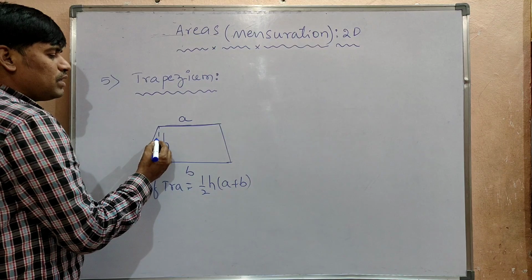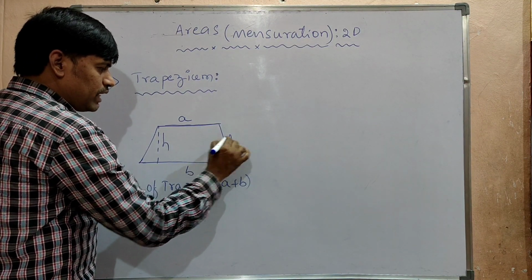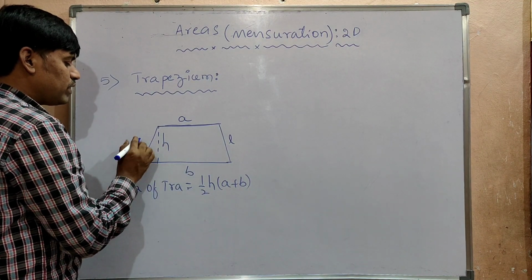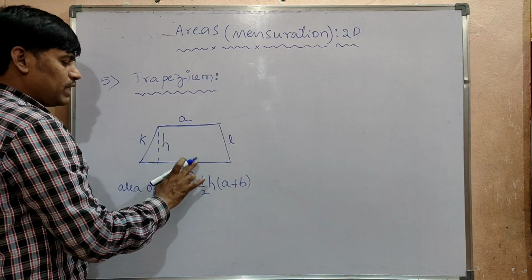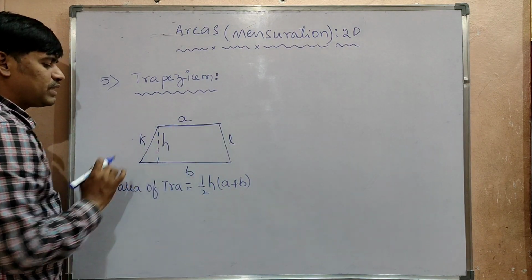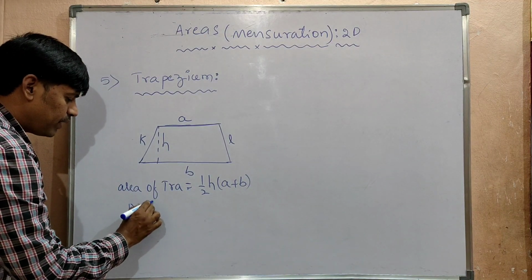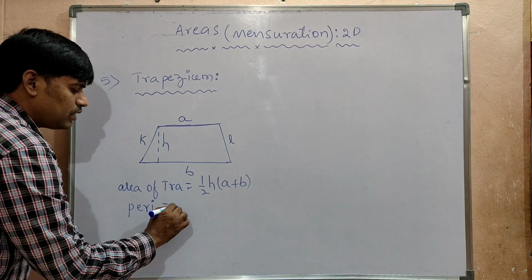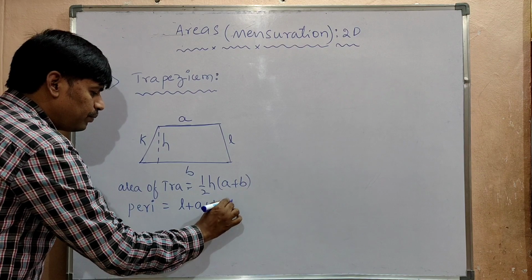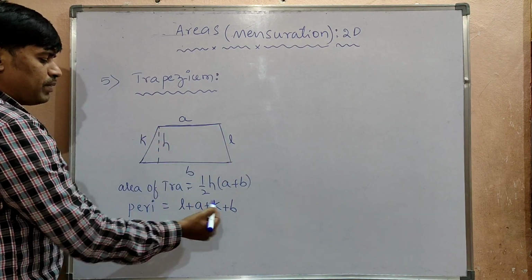Suppose the values are given like this. Here this length is l, and this length is b. This length is k. Here b is given, l is given, a is given, and k is given. Then what do you take? It's the perimeter. You take l plus a plus k plus b. Here I am taking the sum of the lengths all around.